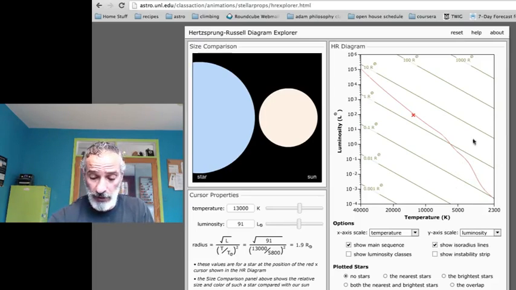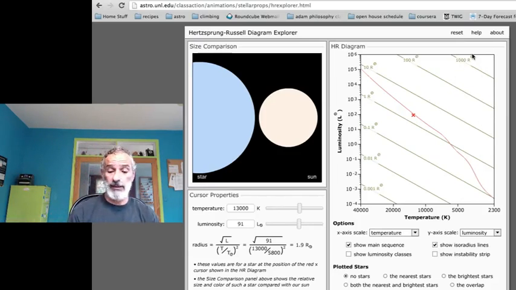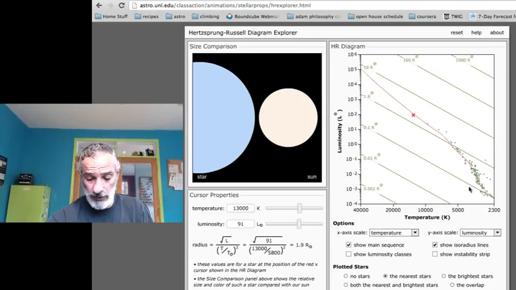And we see that over here, where the giants were, are stars with radii of 100 and even 1,000 solar radii, way over here in the upper right-hand side of the plot. So this is a useful demonstration. We can plot here some of our nearest stars to us. We note that most of the nearest stars are, in fact, sun-like or dimmer.